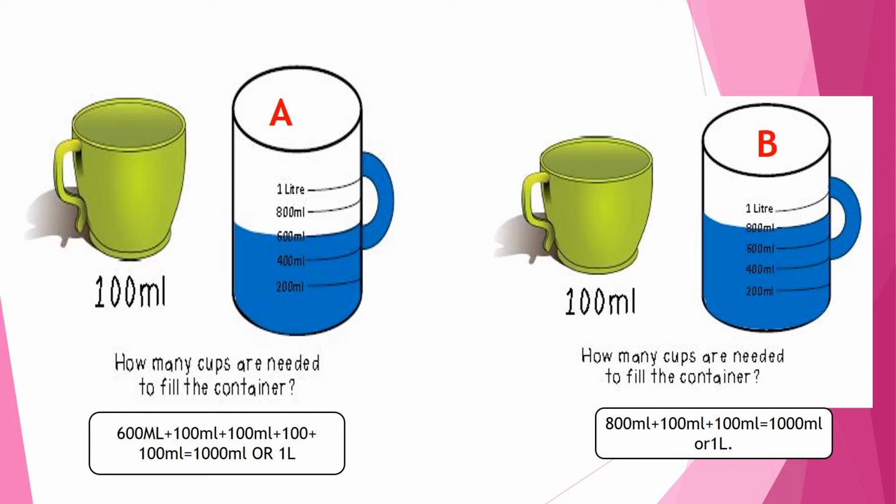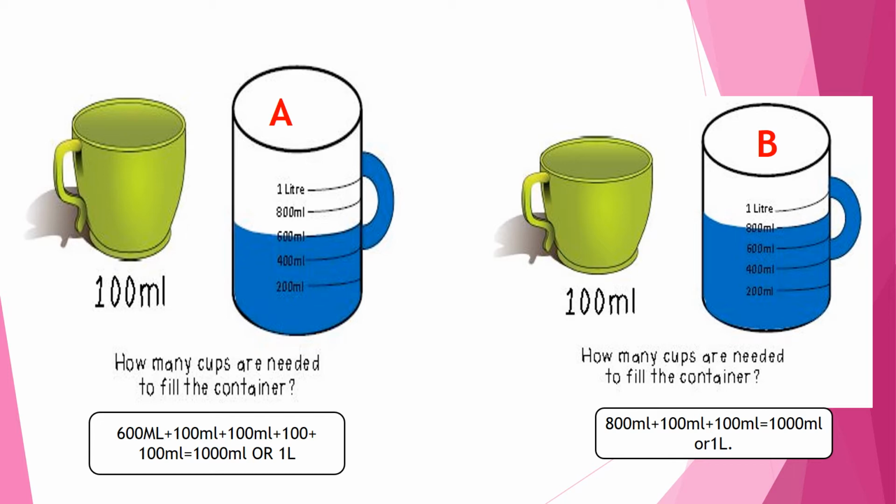Okay, so we already have 600. We'll need to add 4 more cups, which is adding 100 plus 100 plus 100 plus 100, which will give us 1000 milliliters, which is also equal to 1 liter. Excellent.